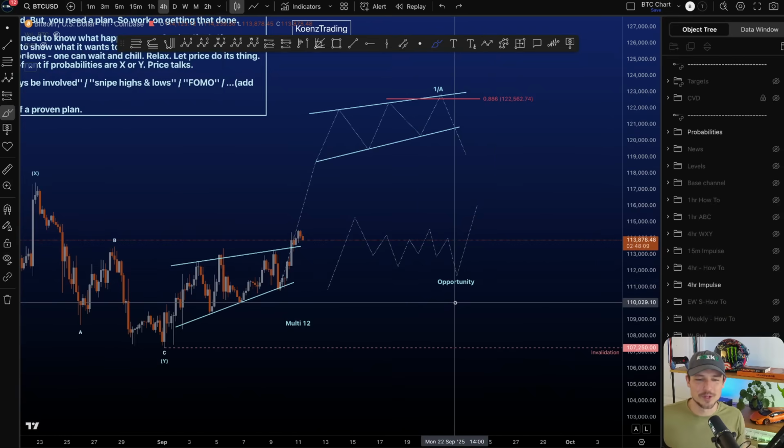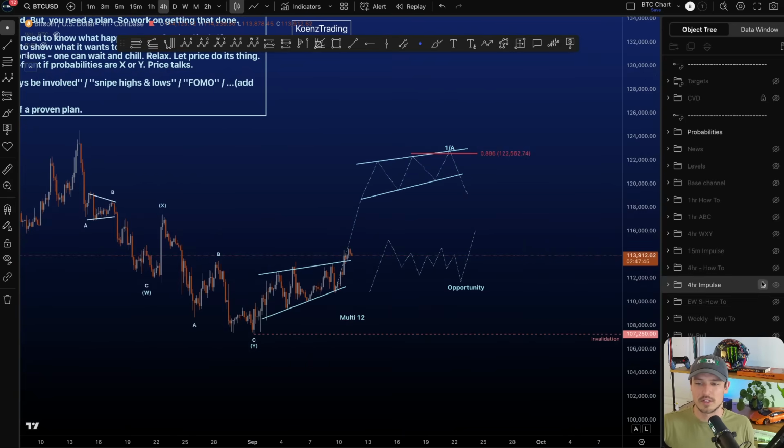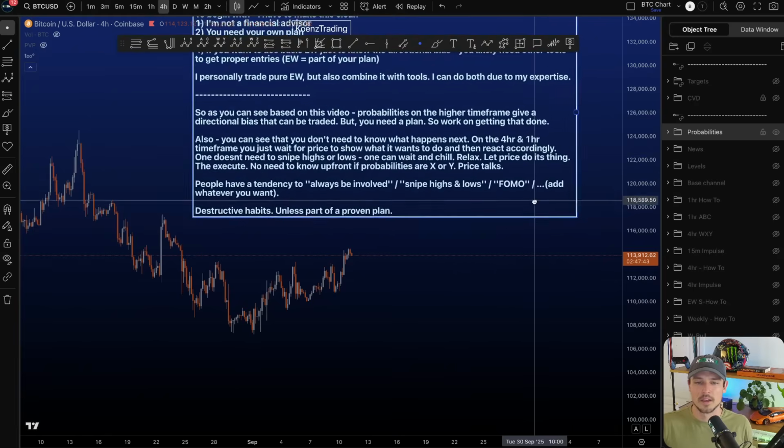So from a trading point of view, you don't always actually need to know what's going to happen. You don't even need to know always the probabilities of certain Elliott Wave scenarios. They can give you a bias, but the execution might not be directly related to your probabilities. You can wait for more information, wait for price to come to you for a safer setup if you don't want to risk it, and that then gives you that entry that you are looking for.